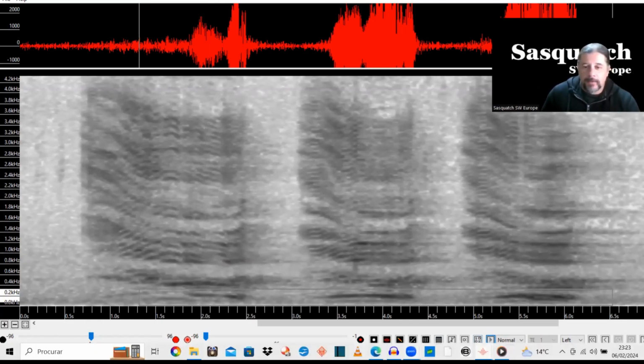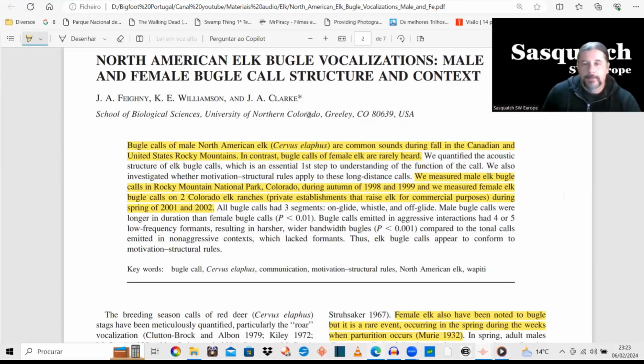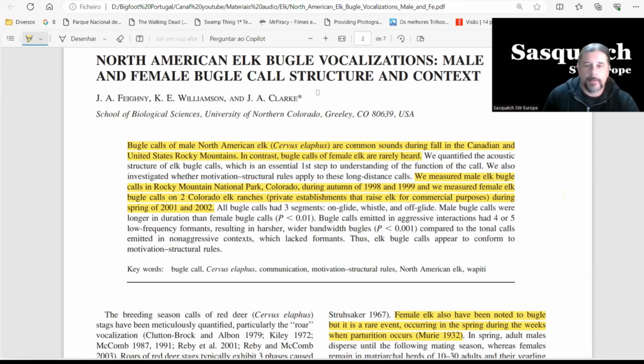Okay, so let's go again to our elk paper: North American elk bugle vocalizations, male and female bugle call structure and context. The term for the call of a male elk is a bugle, and females can also bugle, but we will speak about that. The paper uses older scientific Latin terminology, still using elaphus, because the American elk is Cervus canadensis and the European red deer is Cervus elaphus. The scientific community is not using this name for elk anymore.